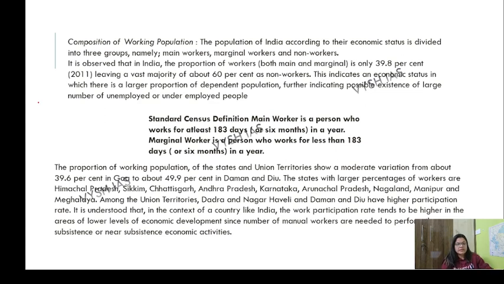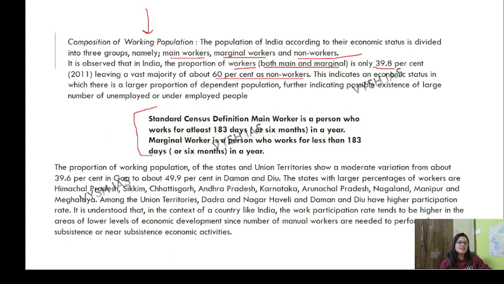Then comes the composition of working population. Very important. The working population is divided into 3 parts. We call them main workers, marginal workers, and non-workers. The proportion of workers, both main and marginal, is 39.8%. The vast majority, about 60%, are non-workers.